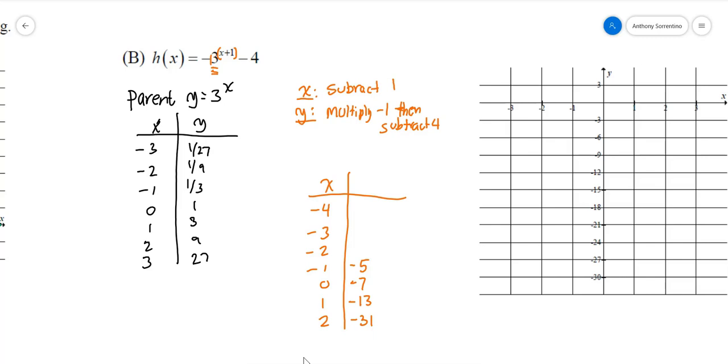Negative 1 times a third is a negative third, which gives, when I subtract 4, negative 4.3 repeating. Negative 1 times 1/9 is negative 1/9. Subtract 4, I'm going to get negative 4.1 repeating. And negative 1 times 1/27 is a negative 1/27. And that's going to give me like a negative 4.037 repeating.